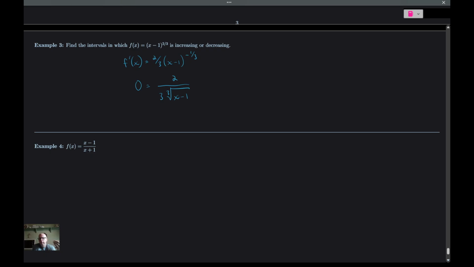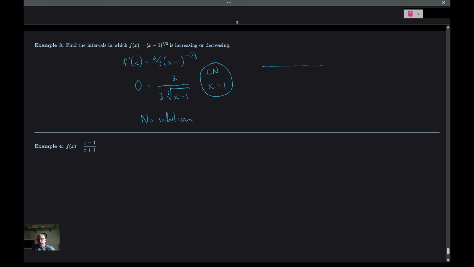All right, so now where does this equal 0? This will never equal 0, because in order for it to equal 0, the numerator has to equal 0. So no solution to this. But the derivative does not exist at x equals 1, because that's not in the domain of this. So the derivative does not exist there. So the critical number is x equals 1.